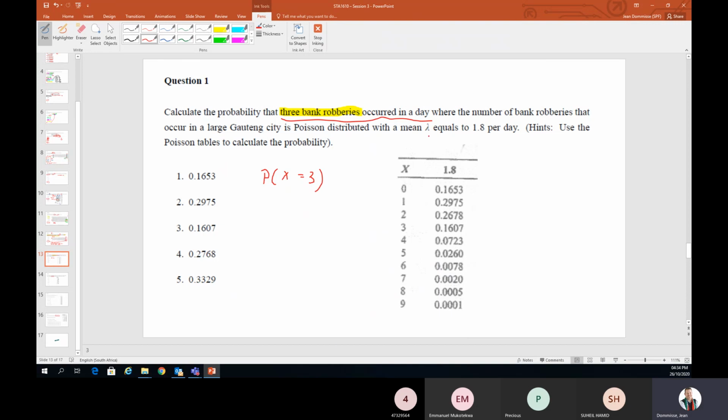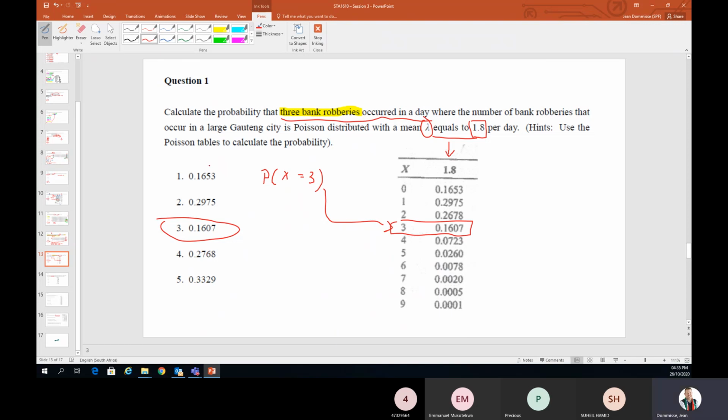And then from the table, where lambda is equal to 1.8, I already cut and pasted it in here. So it is 1.8. We want where it is 3. So that will be your answer. And then it would have been option 3 as well. But basically with this one, because they didn't tell you more than or less than, they just said 3 bank robberies will happen. So x is equal to 3.